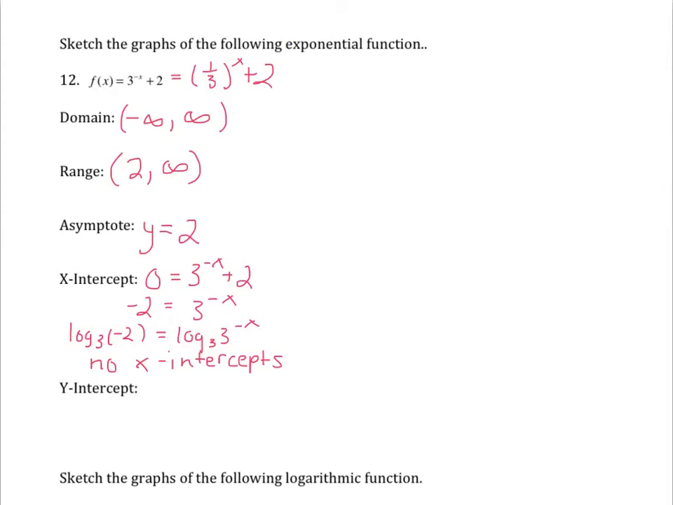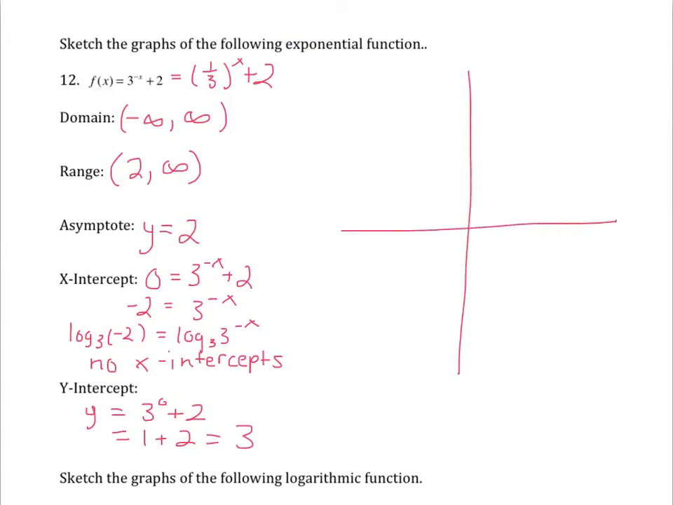To find the y-intercept, we just want to plug 0 in for x. And anything to the 0 power equals 1. So we'll have a y-intercept at 3. So when we graph, we want to put on our horizontal asymptote at 2. And put our y-intercept on at 3.